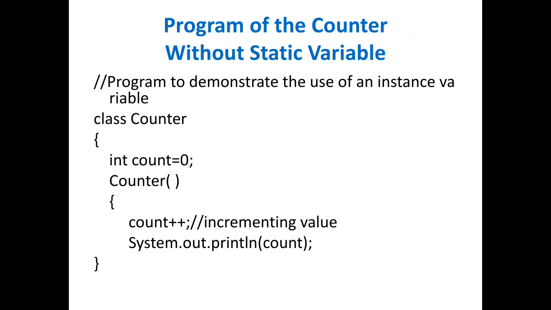Next one is program of the counter without static variable. So we are going to demonstrate the use of an instance variable. So here class name is counter. Initially count value is 0. So in counter method we are going to increment the value of count by using count plus plus. Then we are going to print the value of count.